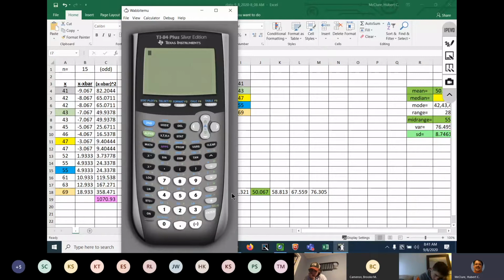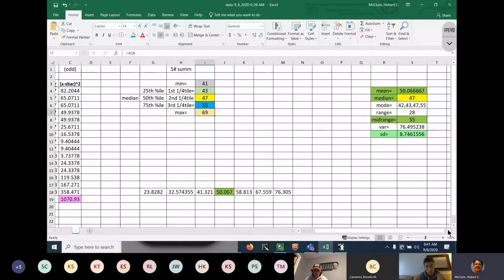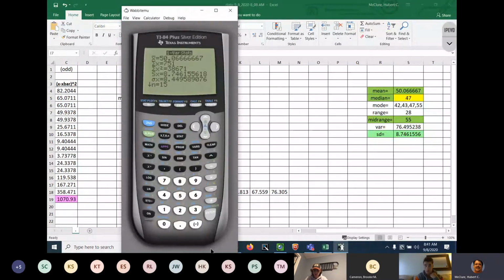And now you're ready to do your stat, calculate, first variable stat. And it's already defaulted to L1, which is what you put your stuff in, and hit calculate. And we're going to move this over here a little bit. Let's look at our numbers. 50.0667. Look at there.